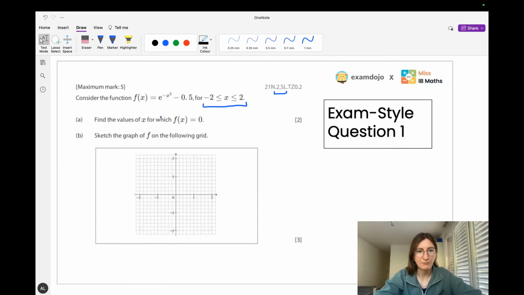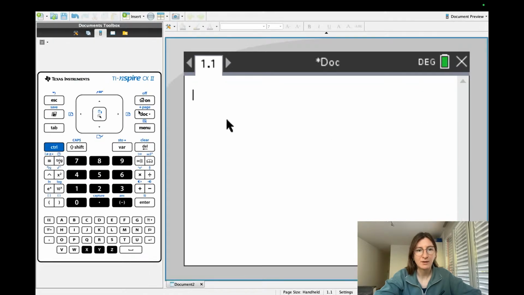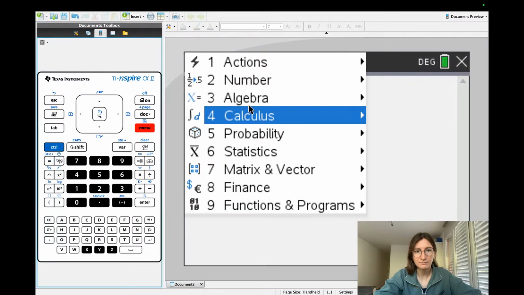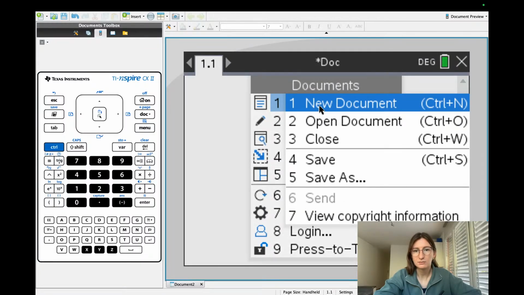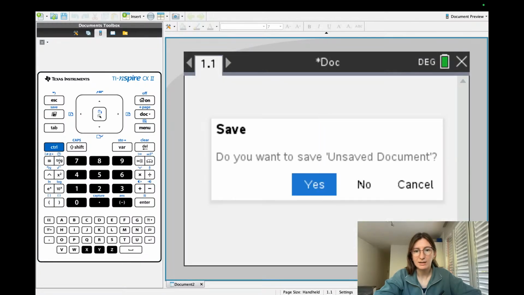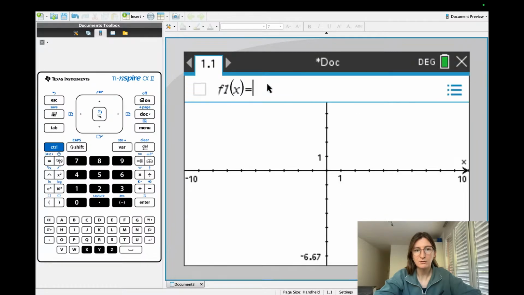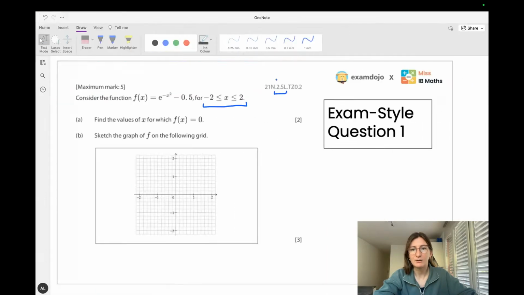So let's put that in. We have e to the minus x squared minus 0.5. So I'm going to go graphing. No, I want file. I'm using a TI Inspire. If you are using a different calculator and you're not sure what buttons to press, again, you can just send me a message at Miss IB Maths on Instagram and say, how do I do this on my calculator? And I will happily do a little video or explanation for you.